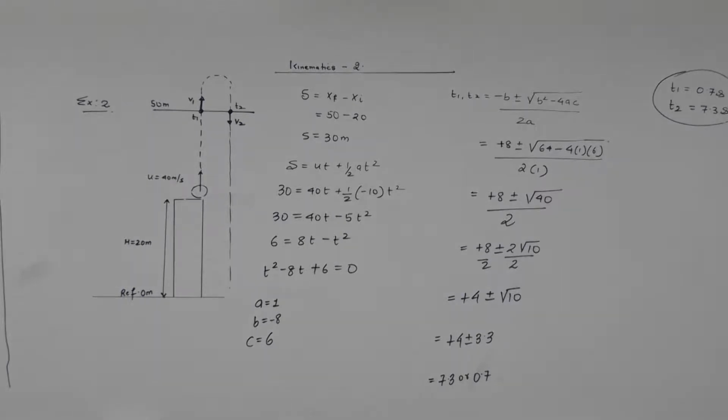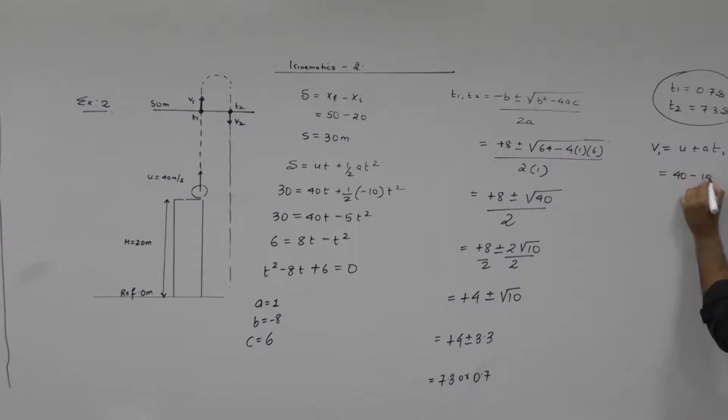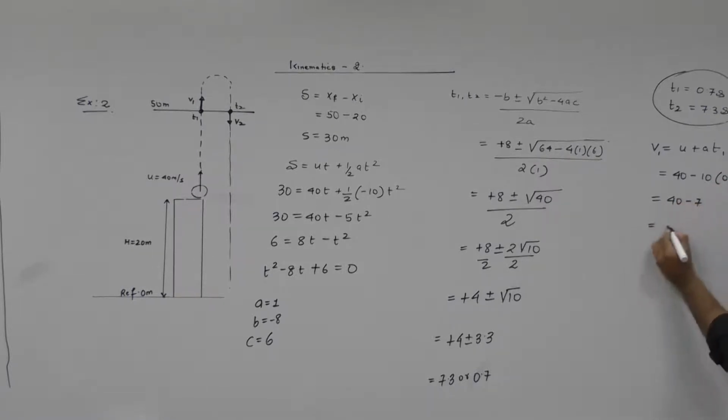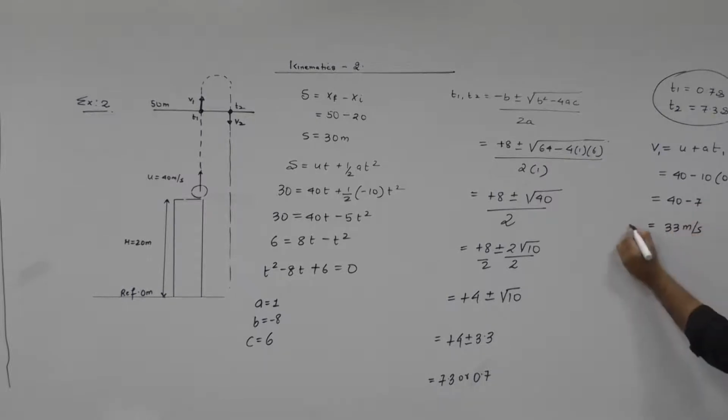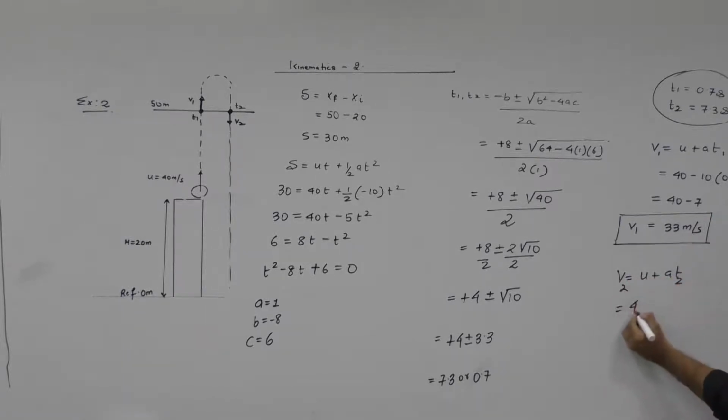Getting it? Now we need to find the velocity also at that instant. Can I say v is equal to u plus at? So v1, at t1: u is 40, a is minus 10, t1 is 0.7. So it will be 40 minus 7, that is 33 meter per second. And similarly, v is u plus at: u is 40, minus 10 into t2, which is 7.3. So this will become 40 minus 73, that is minus 33 meter per second.